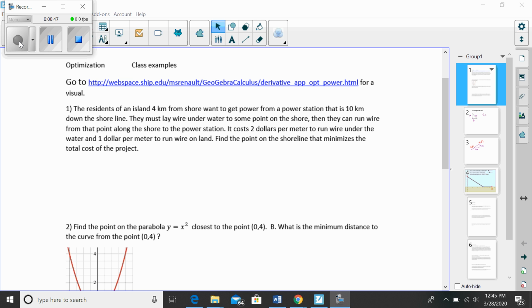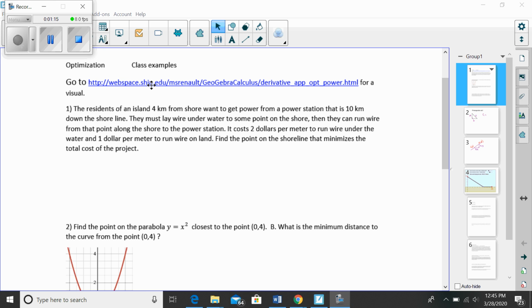So we've got residents of an island 4 kilometers from shore who want to get power to a power station that is 10 kilometers down the shore. And they must lay wire under the water at some point. It costs $2 per meter to run wire under the water, whereas it costs $1 per meter to run wire on the land. So we want to find the point on the shoreline that minimizes the total cost of the project.